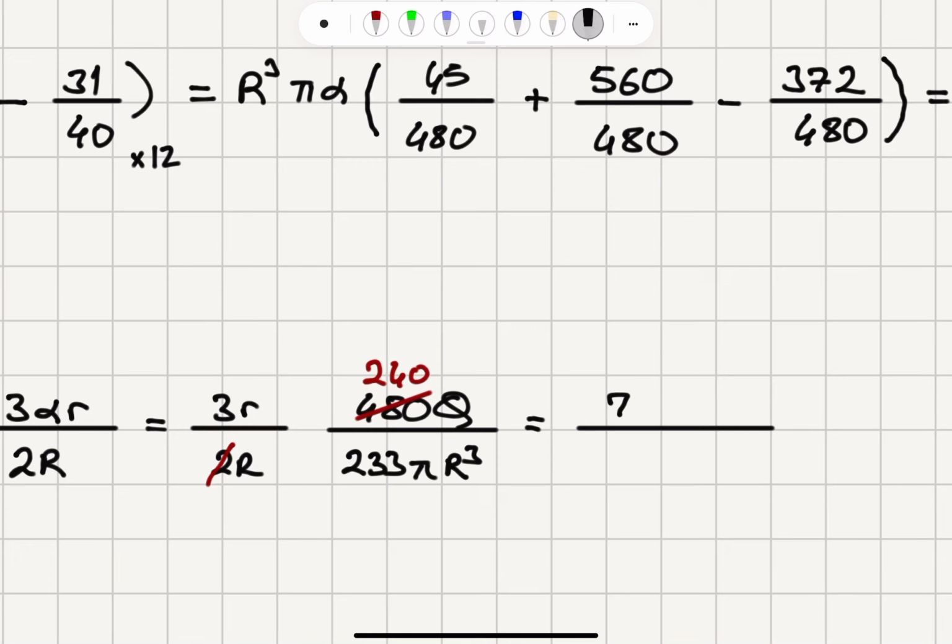720 capital Q times r divided by 33 pi capital R to the fourth power, because we have R cubed and R here. Now we know the charge density in terms of capital Q and capital R.